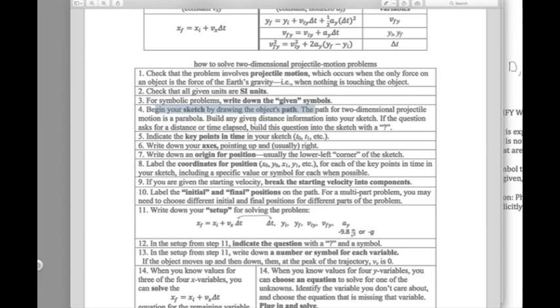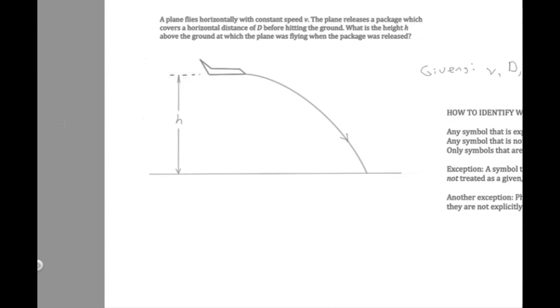Besides the path in that sketch, we should also build any given information into our sketch. Now the problem already built this distance h into the sketch, but we can also build this distance d into the sketch. So I'm assuming that this point here is the point where the package is released for simplicity.